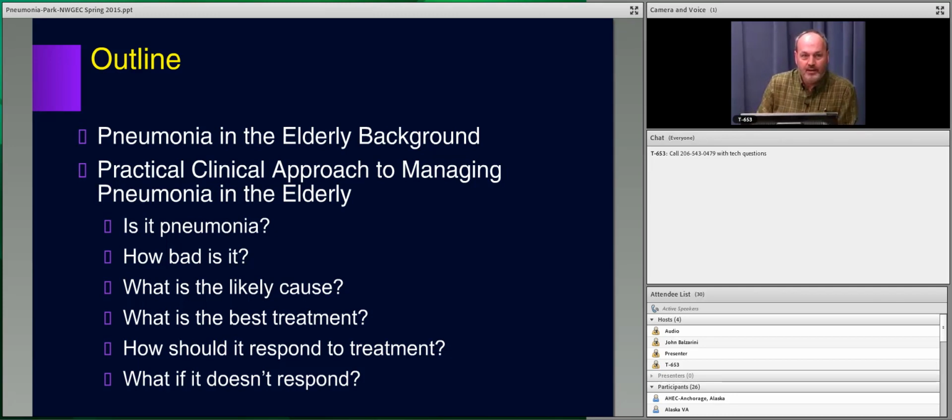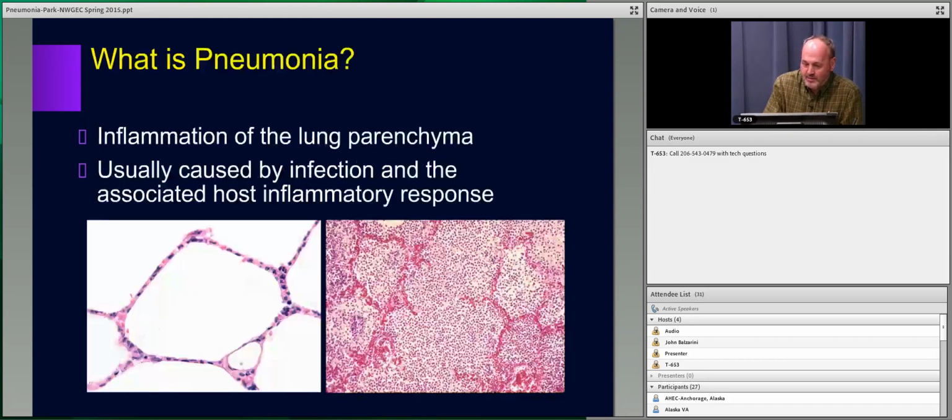So this is my outline. I'd like to, first of all, just briefly go over the pneumonia in the elderly background information, and then I want to walk through a practical clinical approach to managing pneumonia in elderly patients with the following steps. First of all, is it pneumonia? How bad is it? What's the likely cause? What's the best treatment? How should it respond to treatment? And what should you do if it doesn't respond as anticipated?